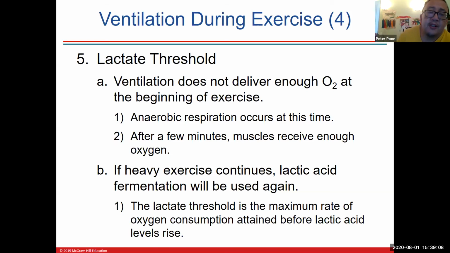So the lactate threshold. Ventilation doesn't deliver enough O2 at the beginning of exercise, so you go into anaerobic respiration. After a few minutes, the muscles can receive enough oxygen because you're now pumping harder. Your heart is pumping harder, your lungs are breathing harder, and now you're getting enough oxygen in. If heavy exercise continues, lactic acid fermentation will return.